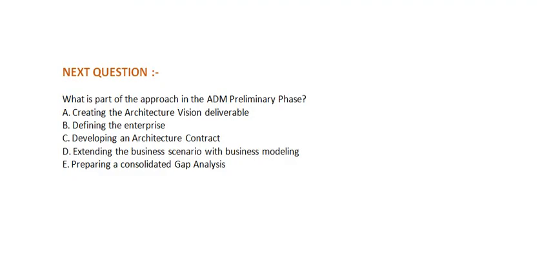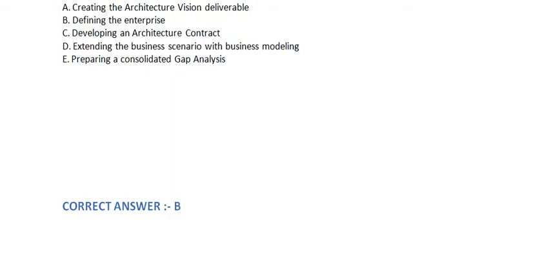Next question is, which is part of the approach in the ADM preliminary phase? Option A, creating the architecture vision deliverable. Option B, defining the enterprise. Option C, developing an architecture contract. Option D, extending the business scenario with business modeling. And option E, preparing a consolidated gap analysis. The correct answer is option B.